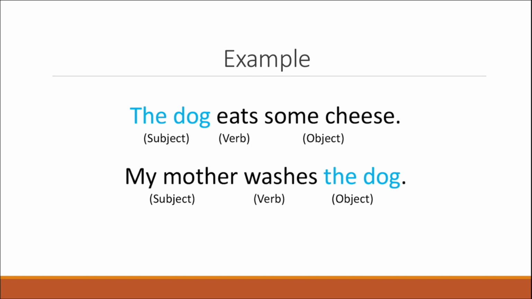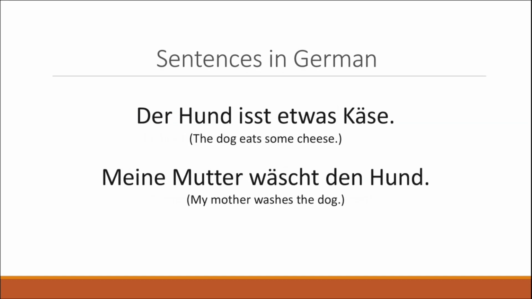And in English, it really doesn't make a big difference whether the function of a specific noun is going to be different between two sentences, as the usage is always going to be the same. However, in German, there is a little problem. Here you can see two translations of the sentences we already had. So, der Hund isst etwas Käse, which means the dog eats some cheese, and meine Mutter wäscht den Hund, which means my mother washes the dog.